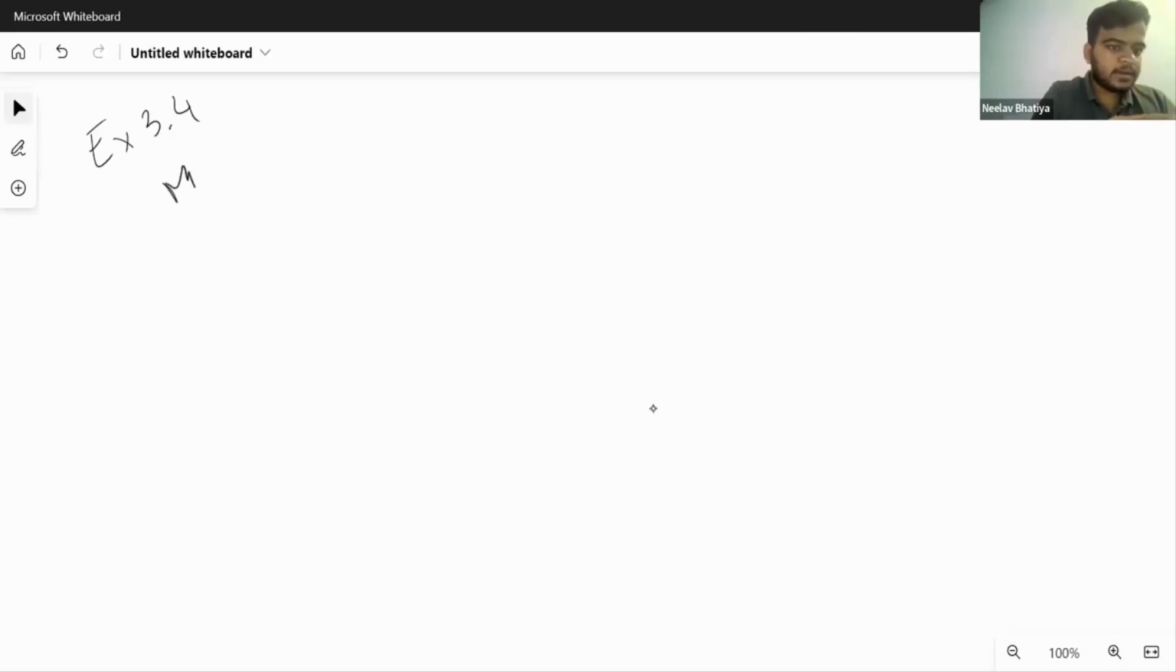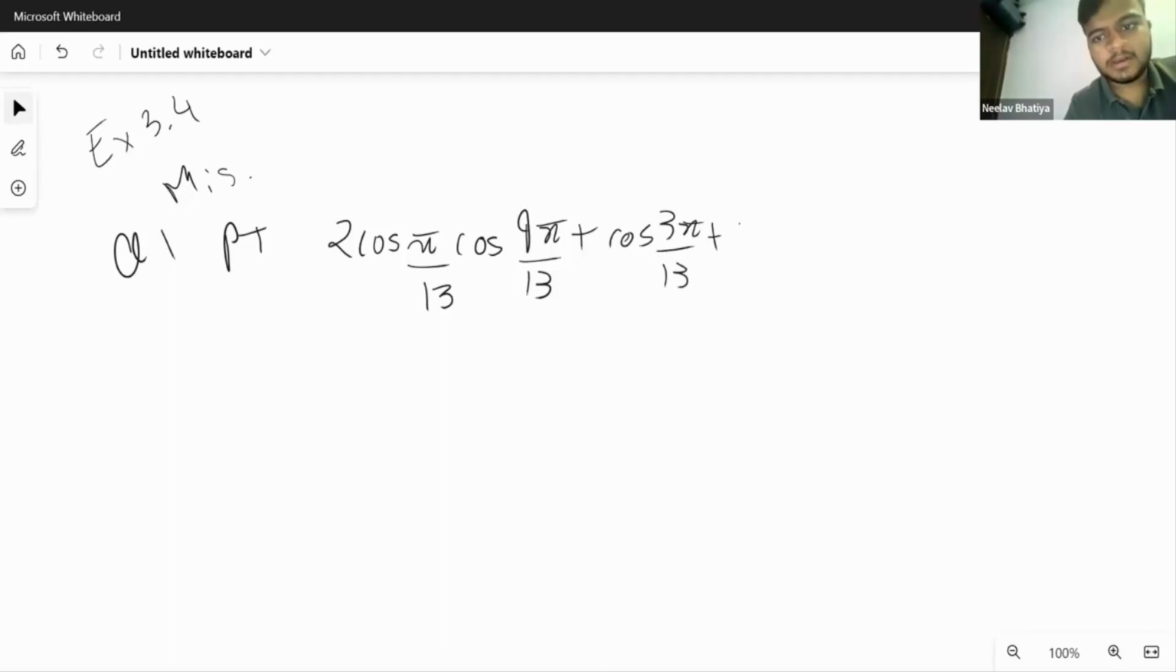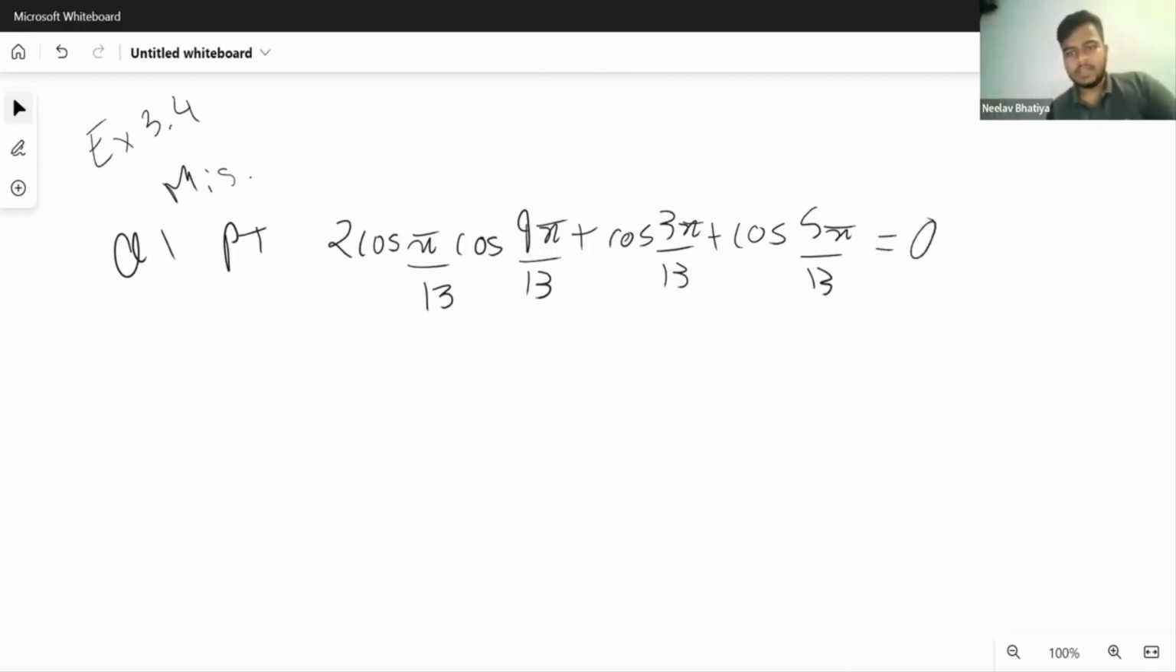But that is the miscellaneous one, and we'll go on with the first question. Correct. So the first question, question 1 of this exercise, is that prove that 2 cos pi by 13 cos 9 pi by 13 plus cos 3 pi by 13 plus cos 5 pi by 13 equals 0. Correct. This is something that you have to prove.